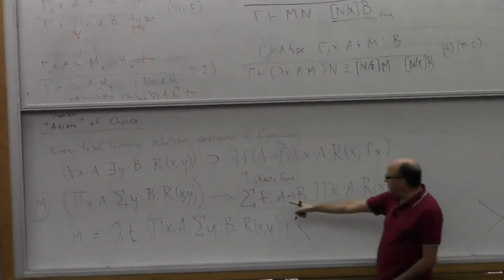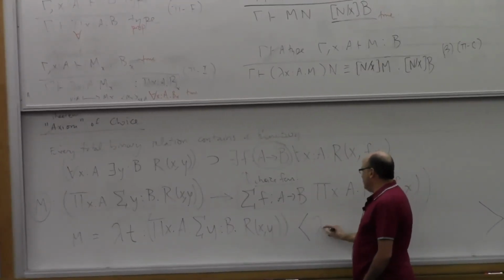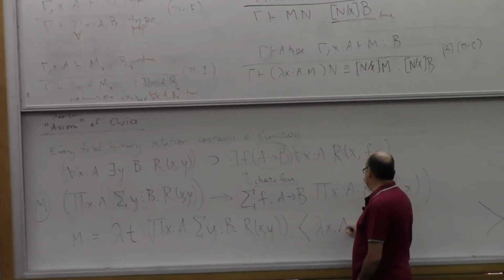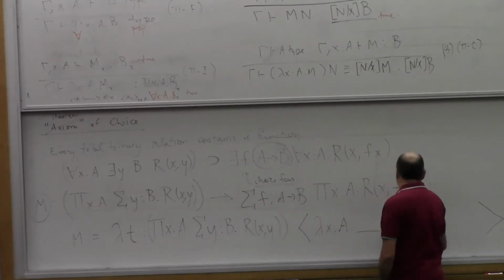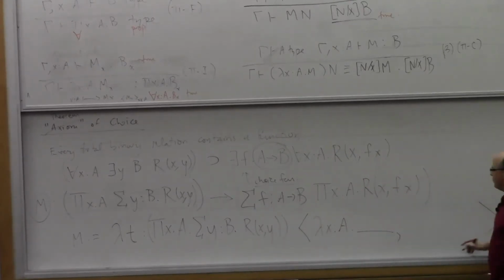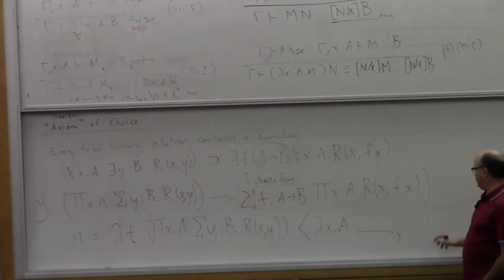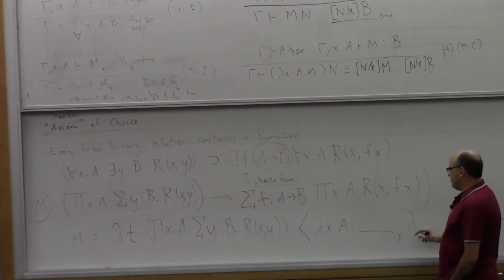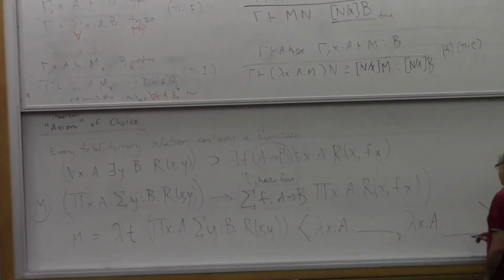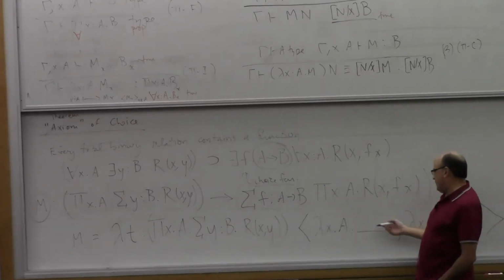So I need to write down a function here of type A arrow B. So this will be written lambda x in A, something, okay? And then this will be a proof that for every x in A, something or other holds. So this will have to be a lambda, and then this will be something that will get filled in here. We agree that that's pretty much what you have to do, right? I'm going to use t in here somewhere, obviously.